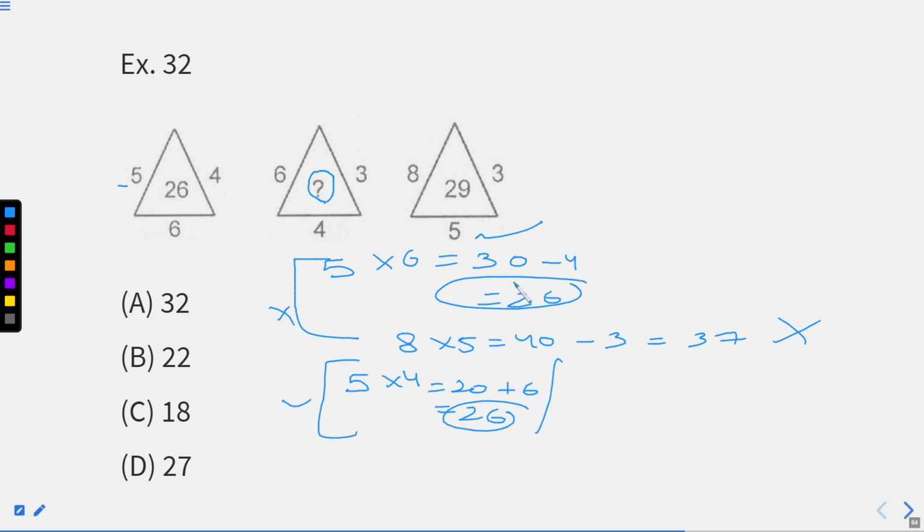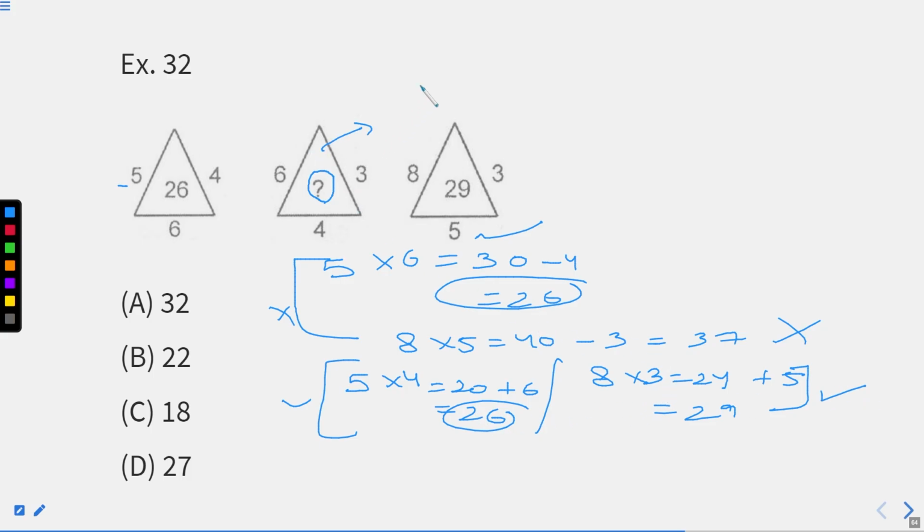Is this also following this or not? 8 multiplied by 3 comes out to be 24. And if we add 5 to this, we are getting 29. Oh yes, we are getting our answer. So in this manner, we are able to figure out the missing value as well.